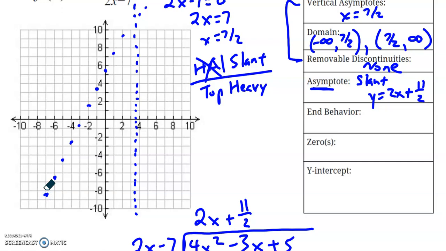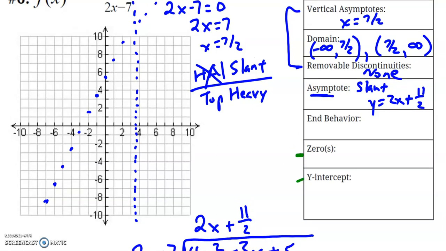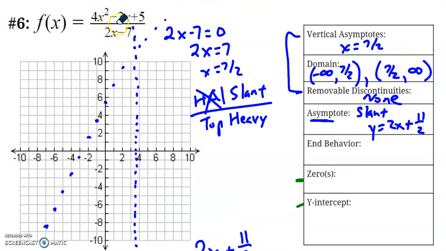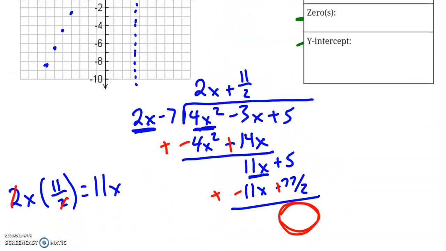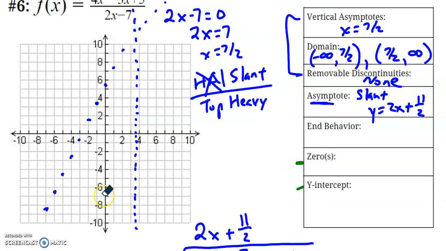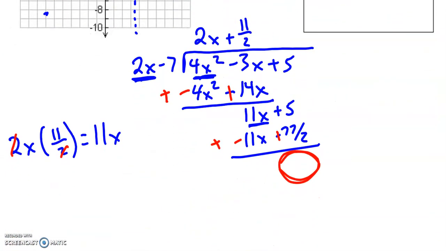Okay, and again, I'm going to skip end behavior. I like to do that last. And now I'm going to think about zeros and y-intercepts. So zeros, if you recall, this denominator is going to go away because we set y equal to 0. So we literally are going to be working with 0 equals 4x squared minus 3x plus 5.